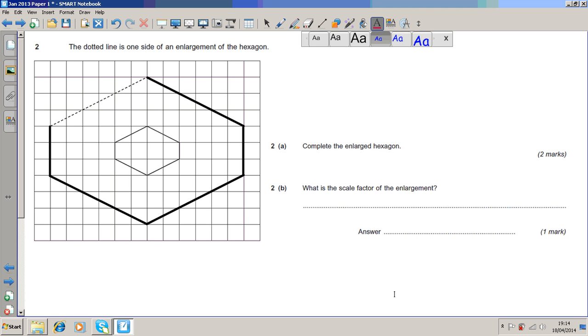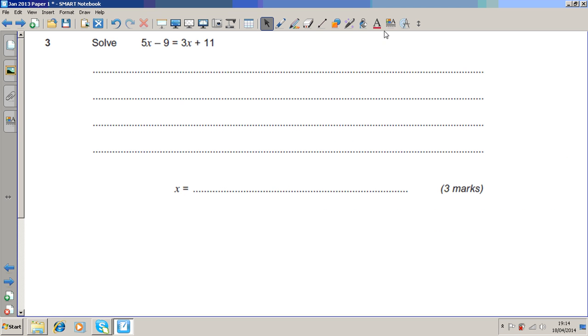Scale factor. What is the scale factor of the enlargement? Well, just explained that. It's 3 times as big. So scale factor just means how much bigger is something. So scale factor 3. Solve 5x minus 9 equals 3x plus 11. So a bit of algebra.